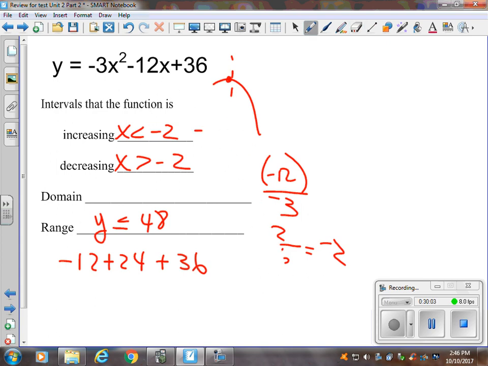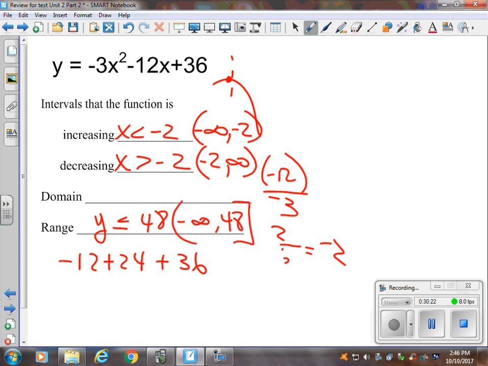So this one would be negative infinity up to negative 2, and this one would be negative 2 to infinity, because you got to start with negative infinity if you're doing less than. And down here, this would be negative infinity up to 48, but what's different is there's a bracket on 48 because I want to include that dot, where this one's just negative infinity to positive infinity. So be careful. A lot of you are leaving this bracket off on range, and you got to put a bracket on the number. Infinities never have brackets, but in range, the number does.